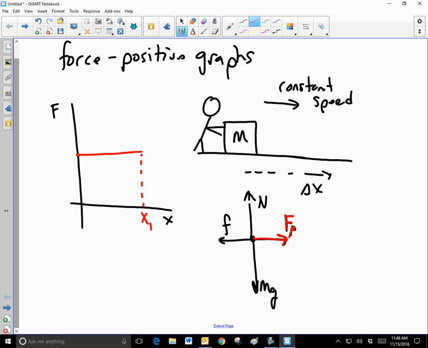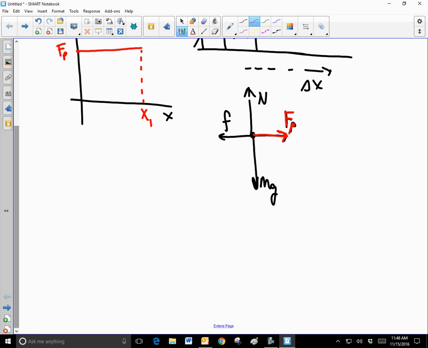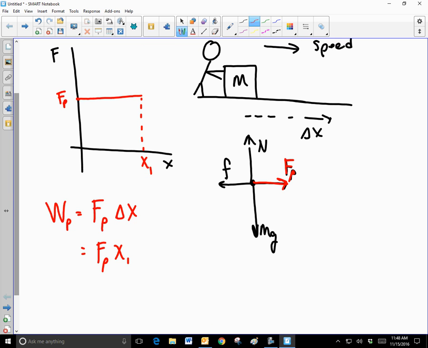How much work did I do in pushing that box a distance x1? Work done by the push is the force of the push times the change in position. So the work I did is F_P times x1. And is that positive work or is that negative work? That's positive work. Why do you know it's positive? It's in the same direction as the position change.